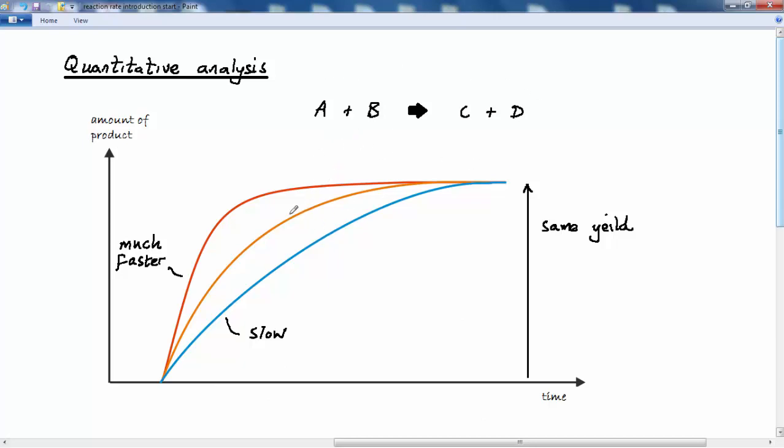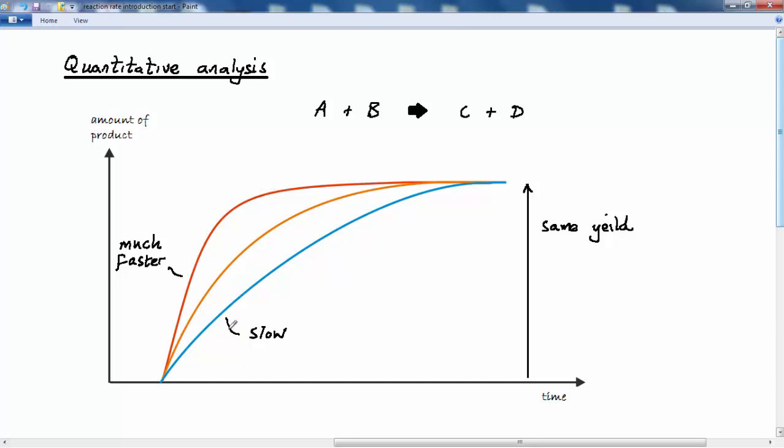So in each case we've got the same chemical reaction, A plus B goes to C plus D, and you can see that the speed of the chemical reaction is shown by the slope of the graph. So in the case of the blue graph here, we've got a gently sloping graph, and that indicates that the reaction is taking place slowly, whereas in the case of the red graph here we've got a much steeper slope, which shows that the chemical reaction is taking place a lot faster.